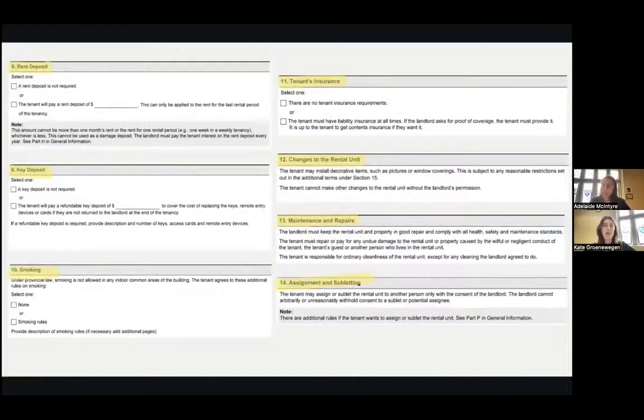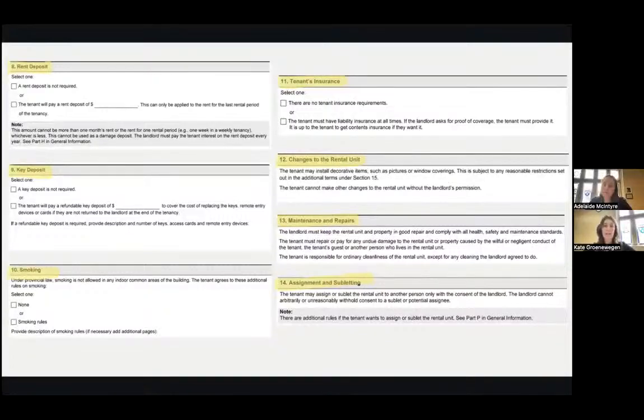So if there's a rent deposit required, this section should state the total amount you must pay. This amount will then apply to the rent for the last month or last period of the tenancy. So for example, if you sign a lease from May 1st of one year until April 30th of the following year, and you're asked to put down a deposit up front, that deposit should end up going towards the April rent of your last month.